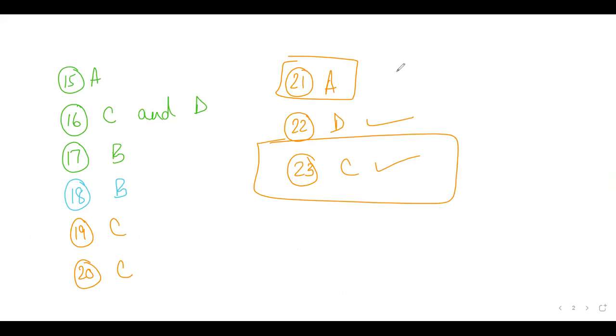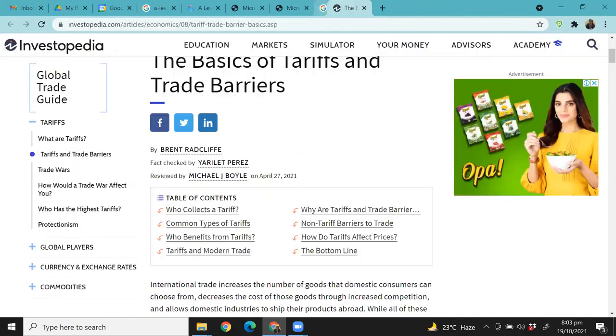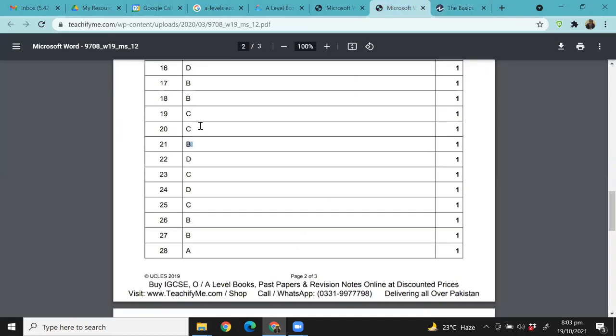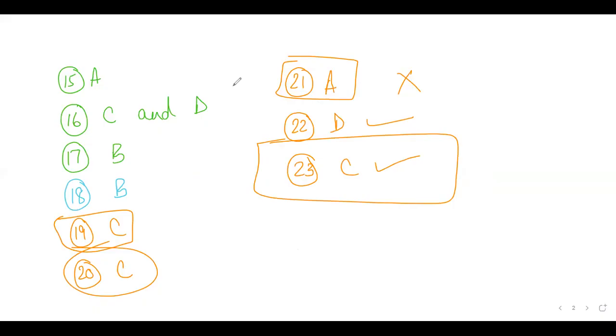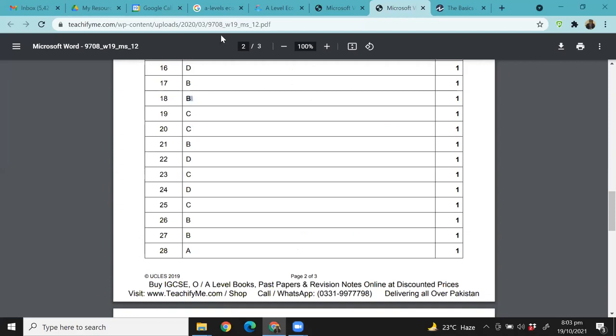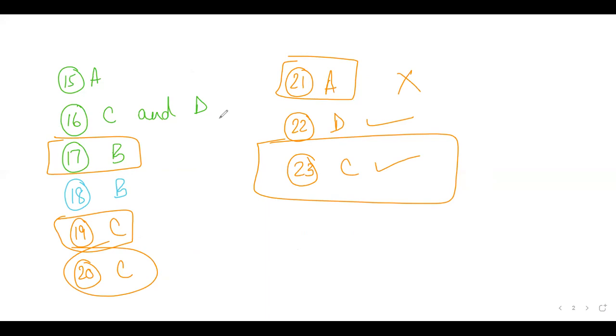Okay, so 22 was incorrect. 20 we said is C. 20 is C. 19 is C. So 19 is also C. 18 we said is B. 18 is B. 17 is B. Right? 16 we had a clash.